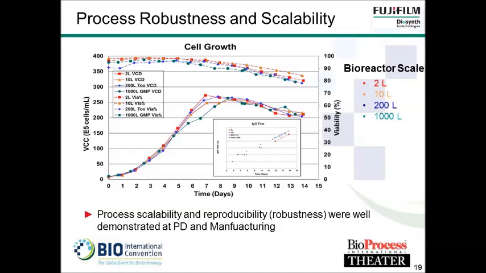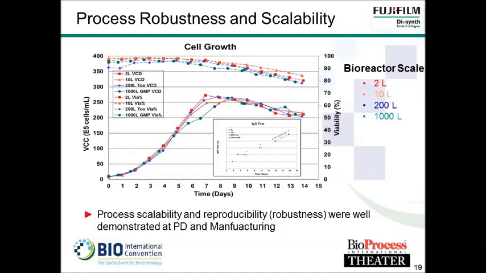Here's the data across the different scales. Similar to the first case, the big chart shows the cell growth. The viability shows on the top, the viable cell density shows at the bottom, and the inside small picture shows the titer. You can see at the different scales, including 2 liter, that's a bench scale bioreactor, 10 liter single-use bioreactor, and 200 liter in PD, as well as 1,000 liter GMP run in our manufacturing area.